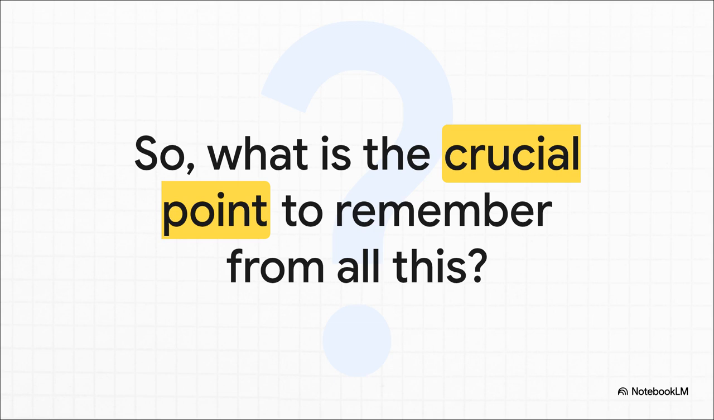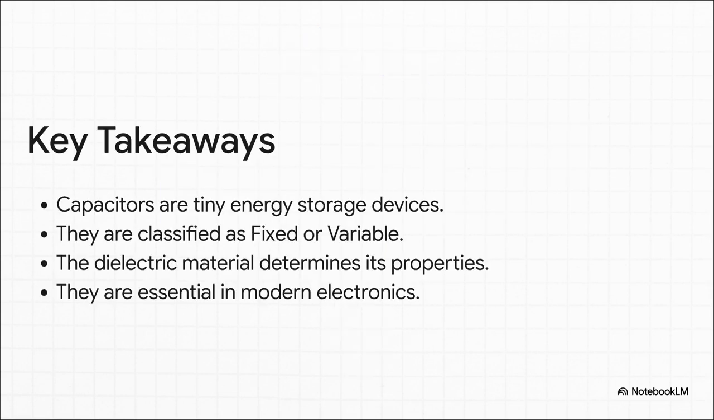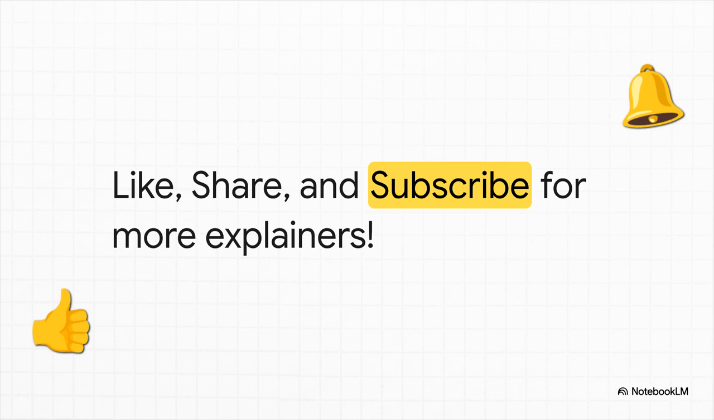So, after all of this, what's the one crucial thing you should take away with you? Okay, here are the key things to remember. One, capacitors are basically tiny energy batteries that charge and discharge super fast. Two, they come in two main types, fixed and variable. Three, the real magic is in the material inside, the dielectric. That's what gives each one its special properties. And finally, just remember they are essential and they are everywhere. And there you have it, the humble but mighty capacitor, a tiny component with a whole lot of power.